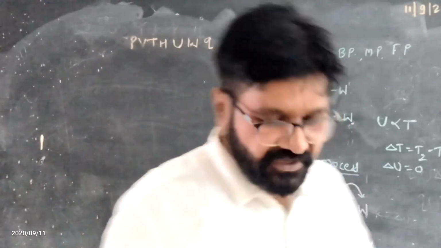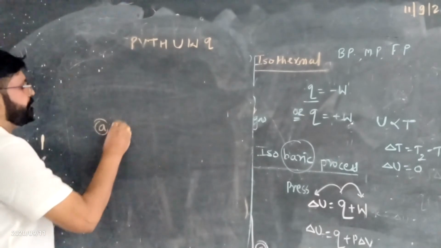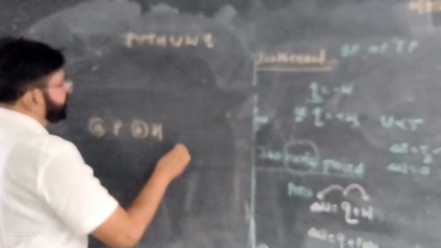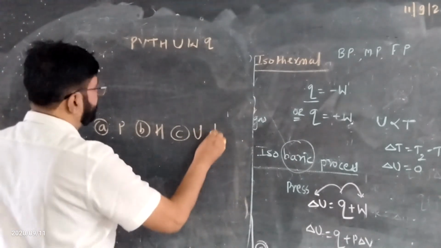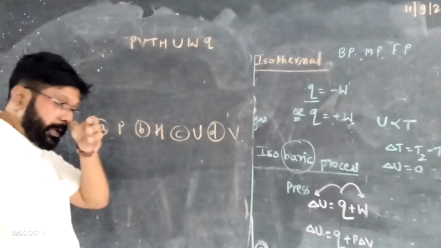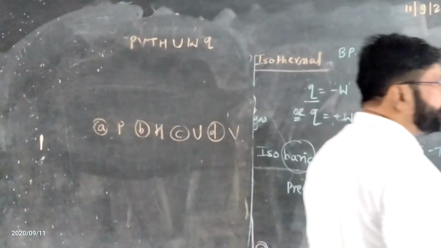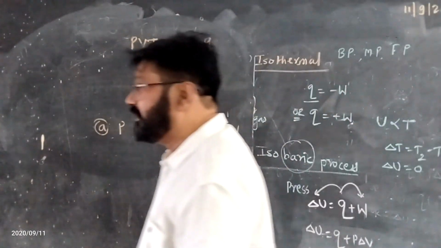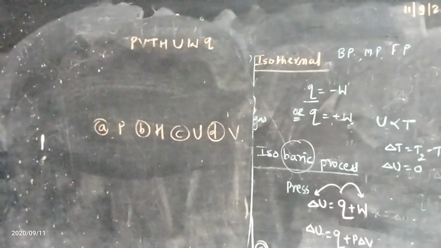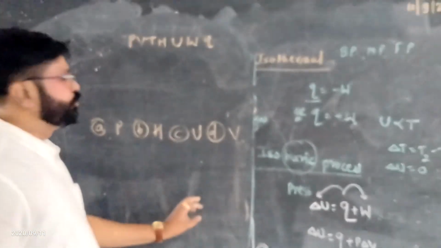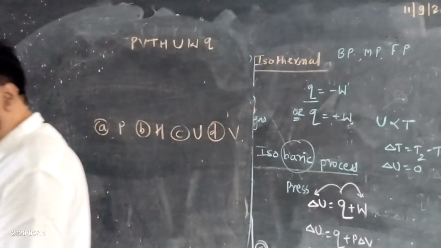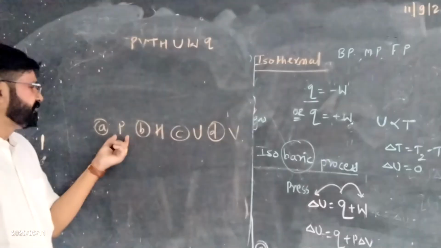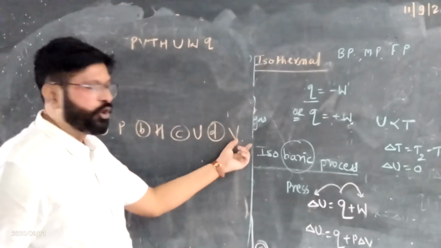Now look at which of the following properties is an intensive property: option A pressure, option B enthalpy, option C internal energy, option D volume. From the following macroscopic or thermodynamic properties of the system, which of the following physical properties is intensive or extensive? First option pressure, enthalpy, internal energy, volume.